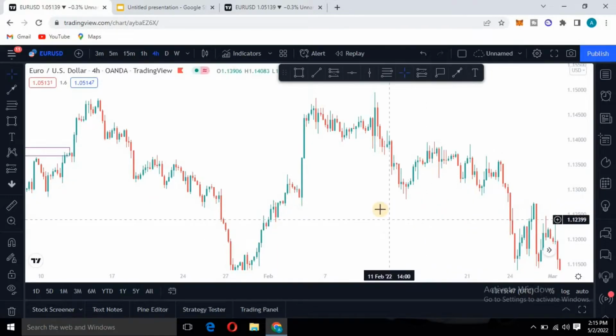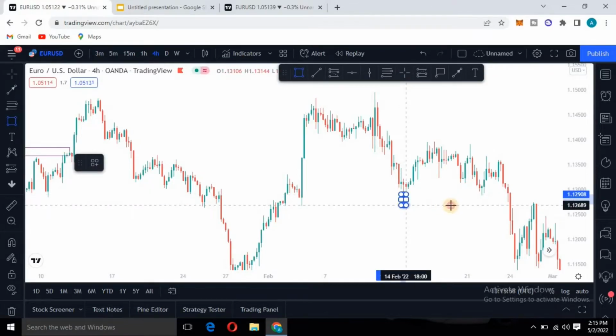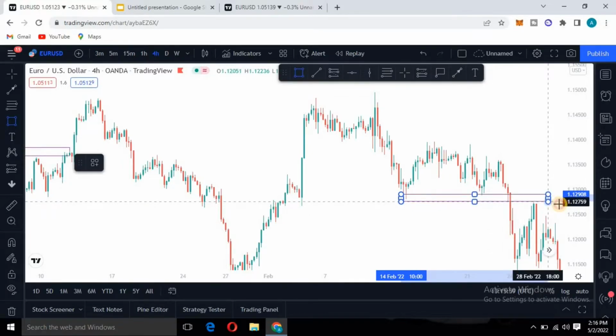So if you take a look at this region here, let's say for instance, you notice that this place now serves as support. And one thing you should understand is that each time a support or resistance is broken, if it is a support, it turns to resistance. Whenever a support is broken, it can turn to resistance.